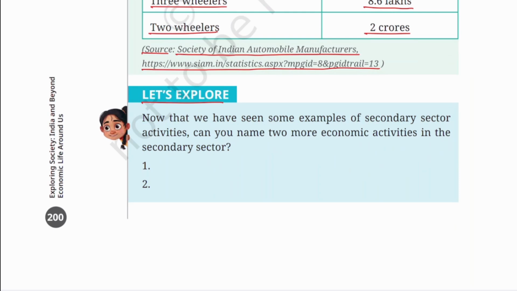Let's explore. Now that we have seen some examples of secondary sector activities, can you name two or more economic activities in the secondary sector?